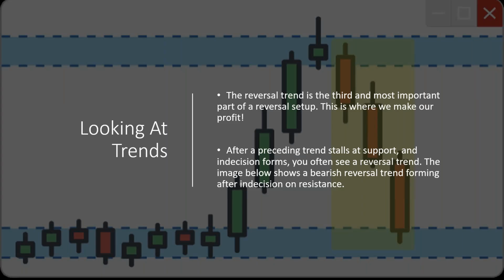So the reversal trend is the third and the most important part of the reversal setup. This is where we make our profit. After a preceding trend stalls at support and indecision forms, you often see a reversal trend. The image shows a bearish reversal trend forming after indecision on resistance. So in the background here, we can see a bullish trend, indecision, move into reversal.